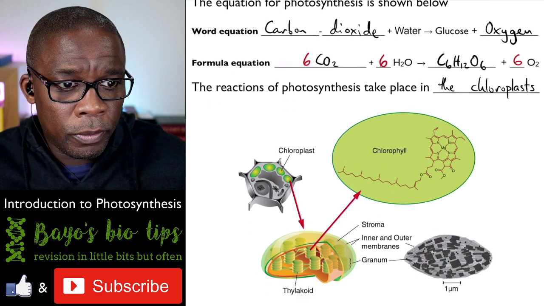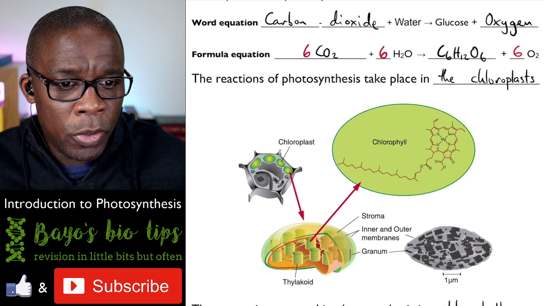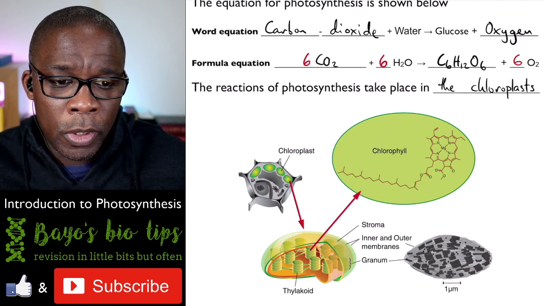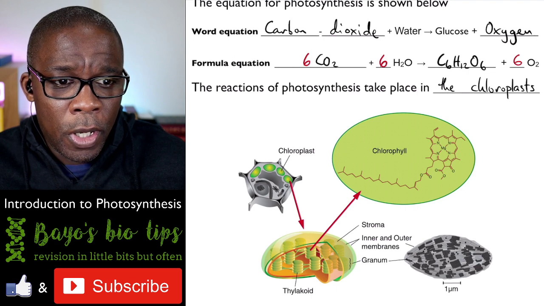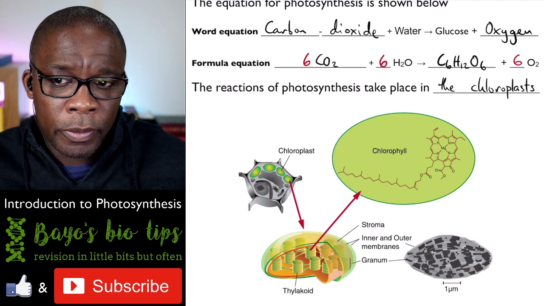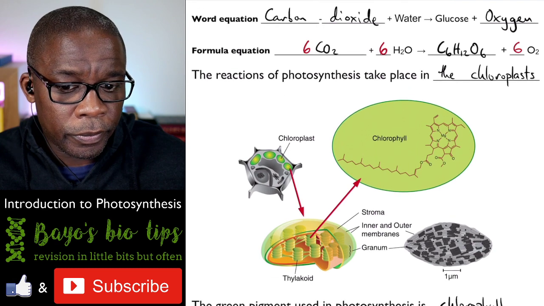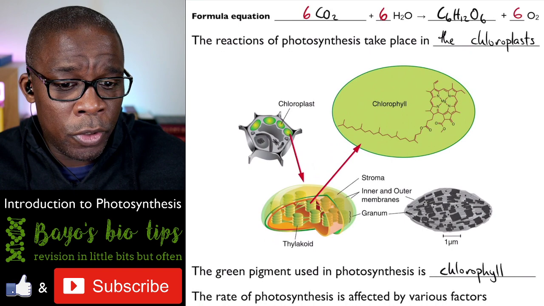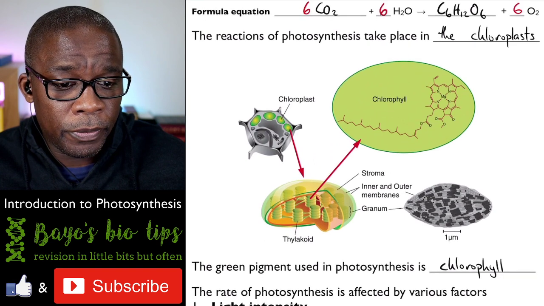Okay, so here you can see a chloroplast, and then the chloroplast zooms in, and you can see the structures within the chloroplast called thylakoids, and the thylakoids have membranes on them, and you can see the chlorophyll. As we've already said, the green pigment used in photosynthesis is chlorophyll.